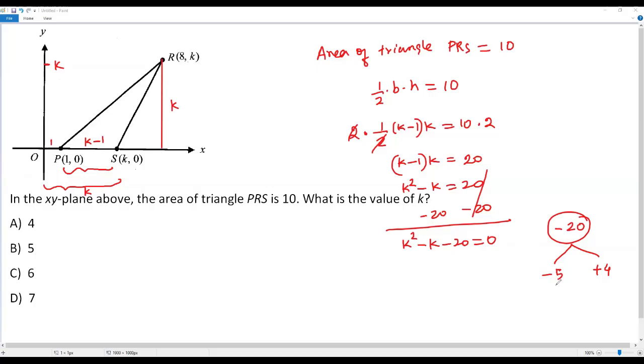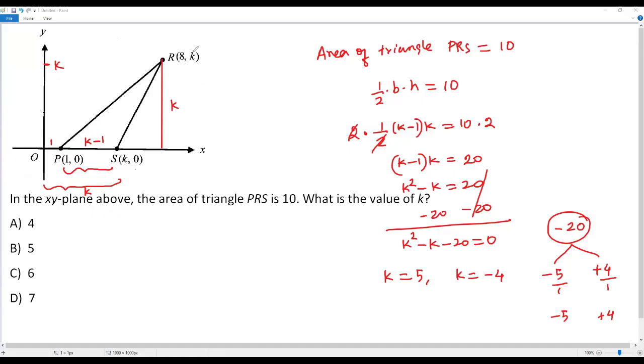Now further I have to divide these two factors by the coefficient of K squared, that is 1 in this case. When I divide negative 5 by 1 and positive 4 by 1, I still get the same values, negative 5 and positive 4. Now to get the two values of K in this quadratic equation, I have to change the sign of each of these two factors. The first factor has a negative sign. When I change the sign, I'm getting positive 5. So the first value of K is positive 5. To get the second value of K, I have to change the sign of the second factor. It's already positive. When I change the sign, it will become negative, that is negative 4. Now I got two values for K. One is positive 5, another one is negative 4.